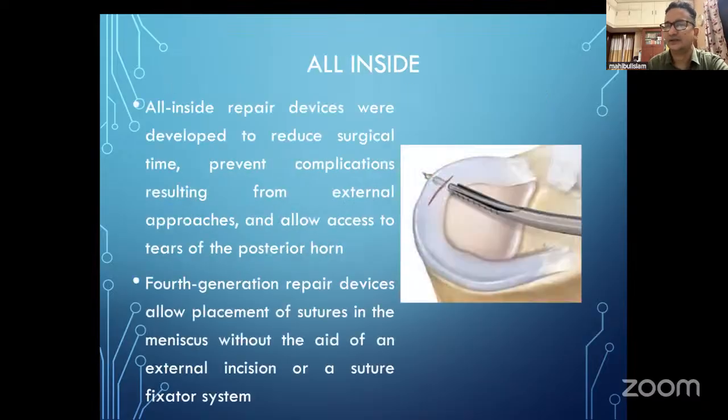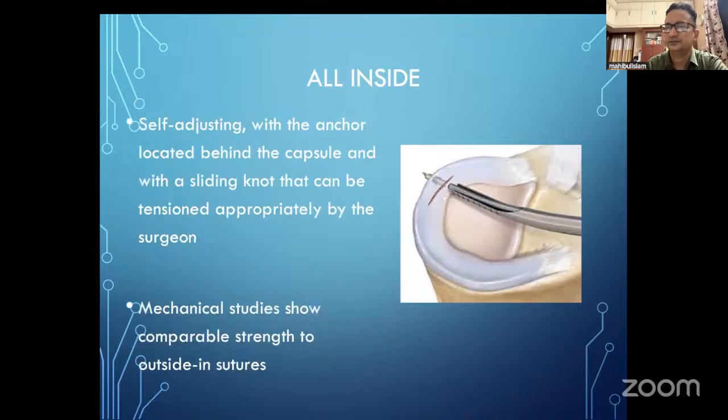The all-inside technique is the easiest, actually, and the most advanced technique to assess and fix the posterior horn tears without external incision. It reduces the surgical time and minimizes complication associated with inside-out or outside-in technique. The fourth generation device enables secure suture placement directly within the joint, improving efficiency and reducing neurovascular complication.